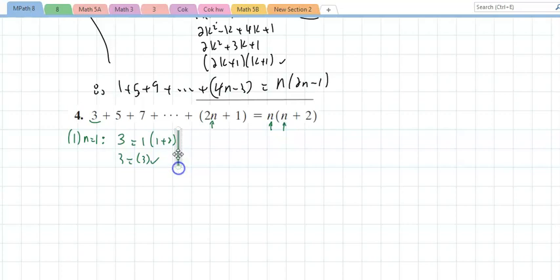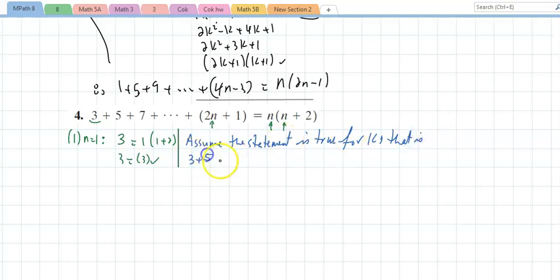What's your second step? The second step is to make the assumption. Suppose, let, assume. Either way. Suppose the statement is true for K. That is, meaning what? 3 plus 5 plus 7 plus 2K plus 1 equal K into K plus 2. That's my assumption. Then we're going to say 4K plus 1.